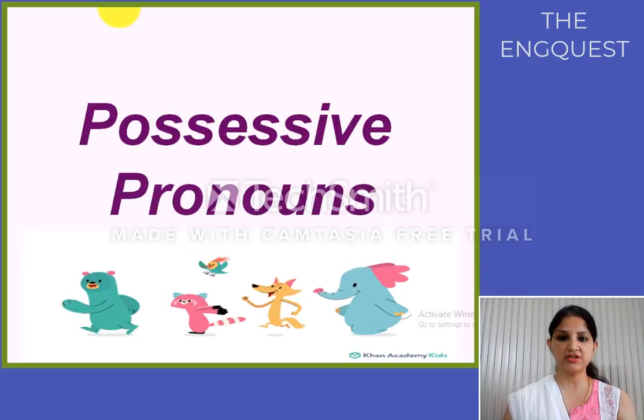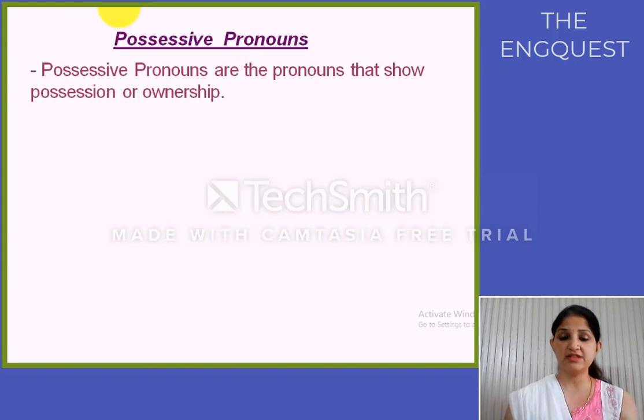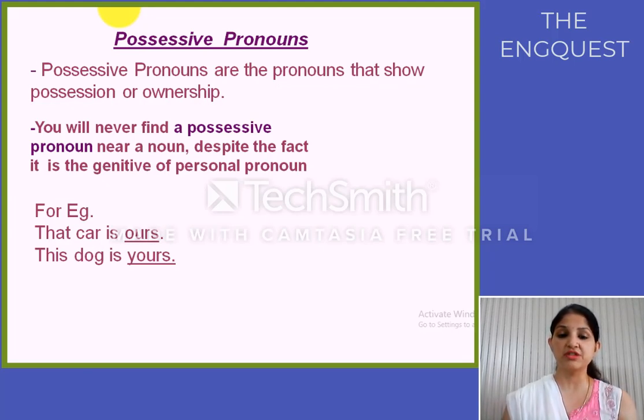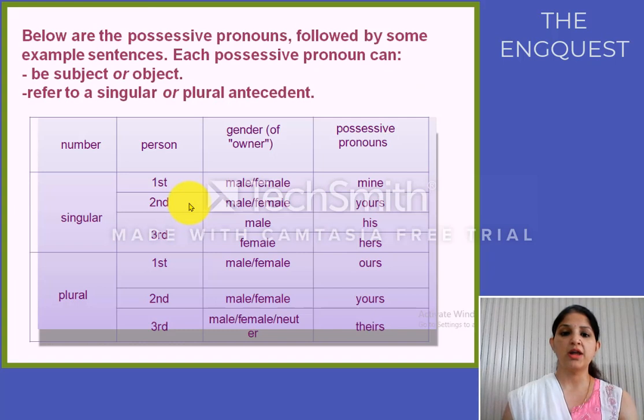Let us now know about the second type of pronoun, which is possessive pronoun. Possessive pronouns are the pronouns that show possession or ownership. You will never find a possessive pronoun near a noun, despite the fact it is the genitive of personal pronoun. In the examples, you can see that car is ours. This dog is yours. So, the pronouns that show the possession, the ownership of someone is called the possessive pronoun.